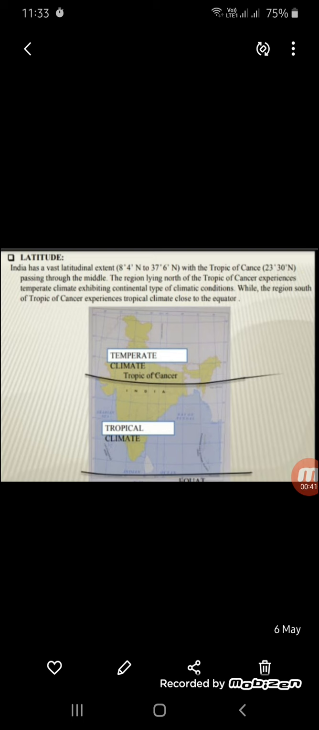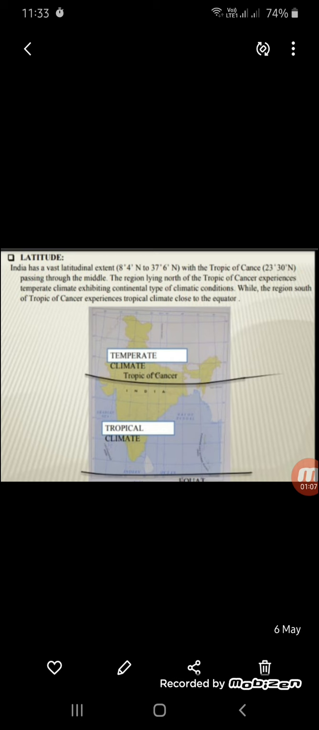Now there are various factors which affect the climate of India. The first factor is the latitudinal extent. India, as you know, is a vast country. It is also known as a subcontinent, and it has a vast latitudinal extent from 8 degrees 4 minutes north to 37 degrees 6 minutes north, with the Tropic of Cancer, that is 23.5 degrees north, cutting across and passing through the middle of the country.